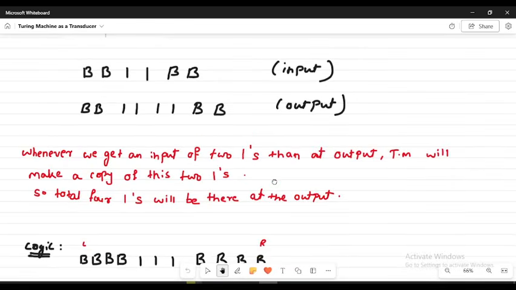So here I have written everything. Whenever you get an input of two ones, at the output the Turing machine will make a copy of these two ones. So a total of four ones will be there at the output, and this is unary notation. Remember this. So let's see how you can come up with a logic to do this task in a Turing machine.